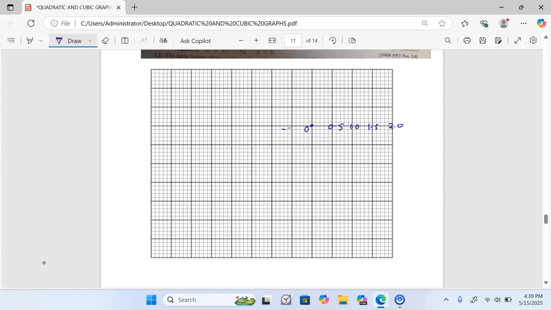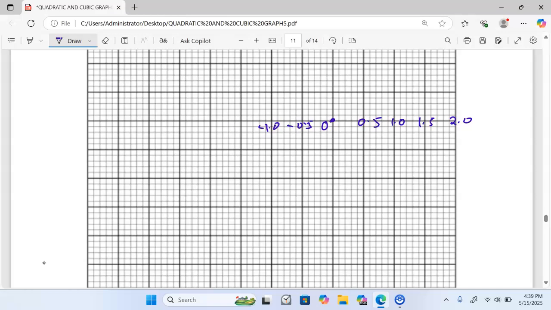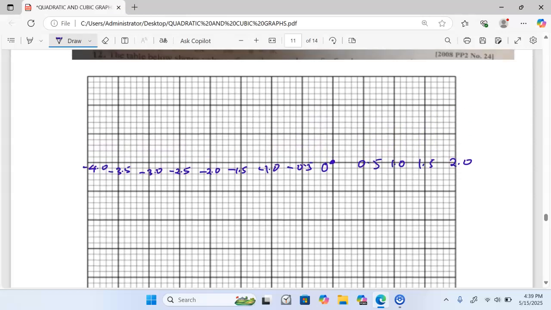Then we have -0.5, -1.0, -1.5, -2.0, -2.5, -3.0, -3.5, and lastly -4.0. Then on the y-axis, we use a scale of 1 centimeter to 2 units.